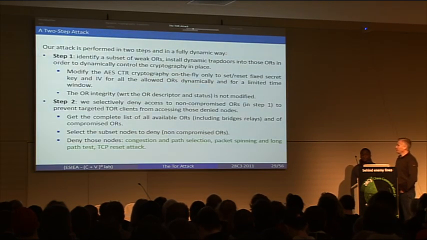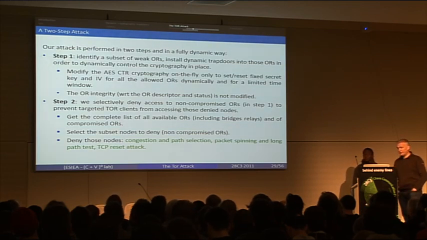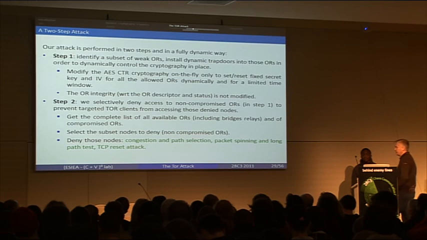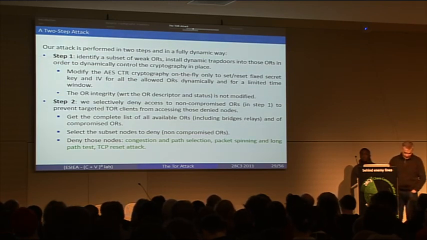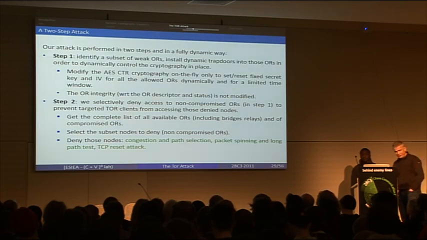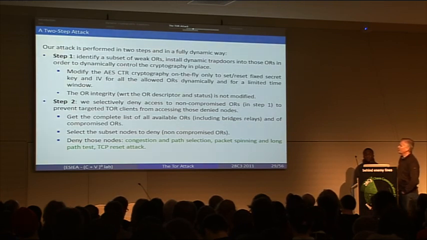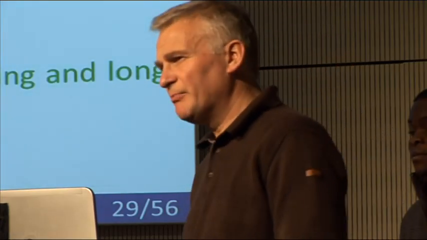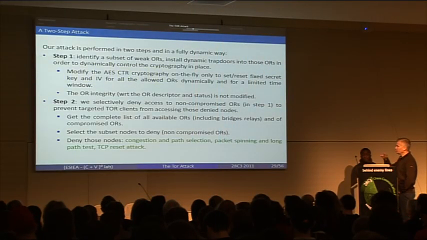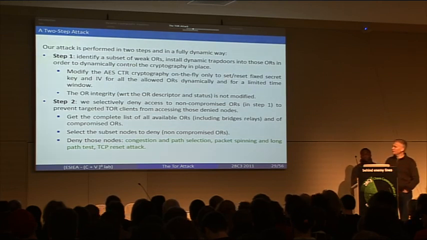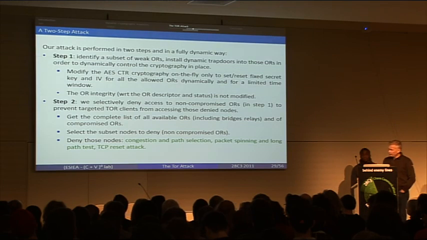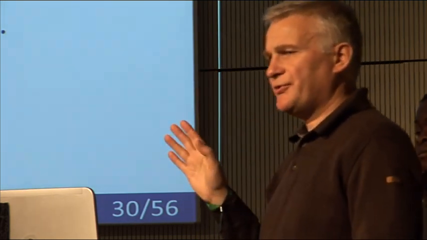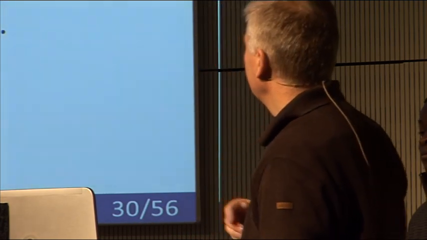So, from a general point of view, step one, you just identify, it is an intelligence step. You identify a subset of weak onion routers, you install dynamic trapdoors and so on. You modify the AES in counter mode in order to fix the initialization vector. And of course, we do not modify the OR integrity. Everything is in memory. And after that, we try to selectively deny access to the onion routers we did not manage to infect or to control. So of course, you have to establish a complete map of available nodes, and then deny according to three different techniques. You will find on the website a complete Google Earth map with all the different nodes. So I won't show it here.